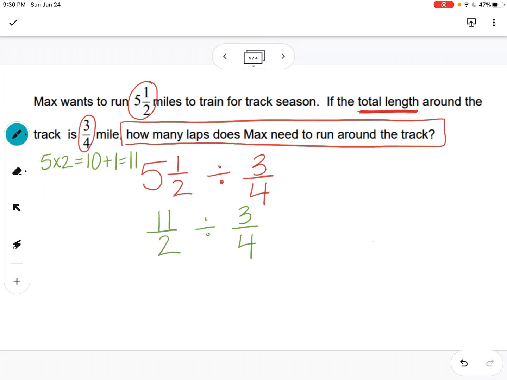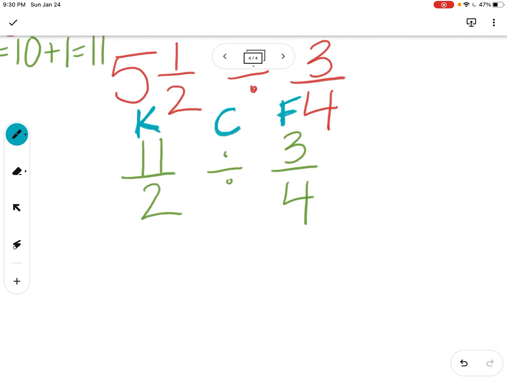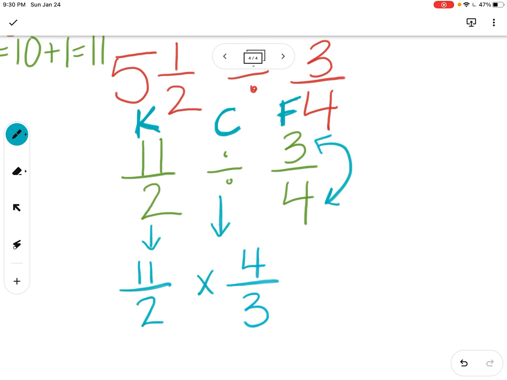And we know when we're dividing fractions, we're going to use this process called KCF. You guys know what it is. And that is keep, change, flip. So what am I going to do? You guys know the drill. I'm going to keep the first fraction. I am going to change from division to multiplication. And I am going to flip that last fraction. And now we know when we multiply fractions, all we have to do is multiply straight across.